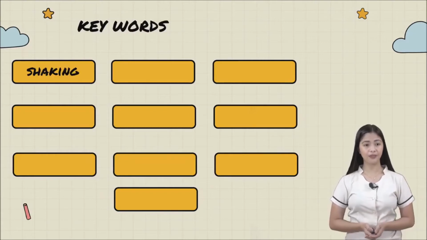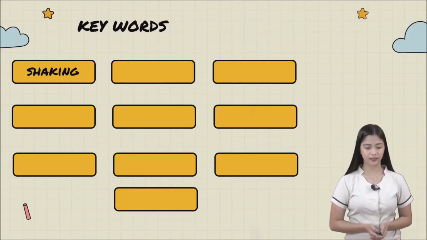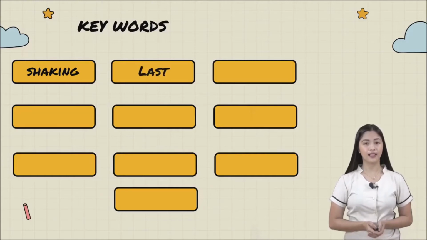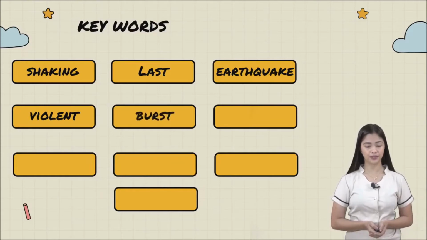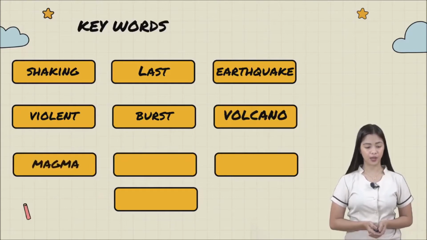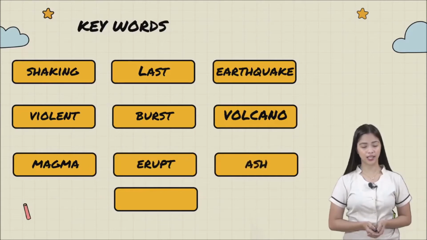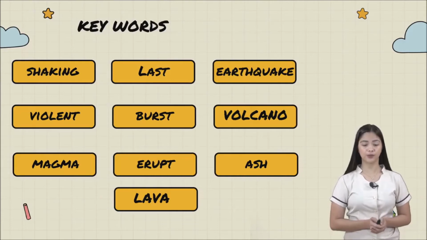The first one, we have shaking. Next one, last. The third one, earthquake. The fourth one is violent. The fifth one, burst. The sixth one, volcano. Next one, magma. And next one, erupt. Next one is ash. And the last keyword is lava. So now, let's identify these words one by one.